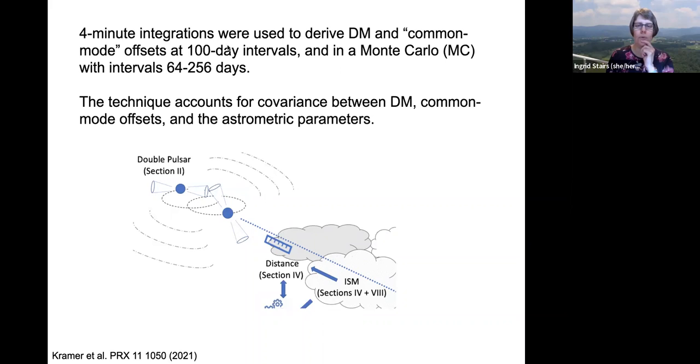And so this was fit using a couple of different stride lengths for determining the dispersion measure. So 100-day intervals, or Monte Carloing with different intervals, just to try to get an idea of the changing dispersion measure over time. Doing this, certainly with the Monte Carlo, gave us the confidence that we were correctly dealing with the covariance between the dispersion measure, the common mode offsets, and the astrometry. So position, proper motion, and timing parallax.